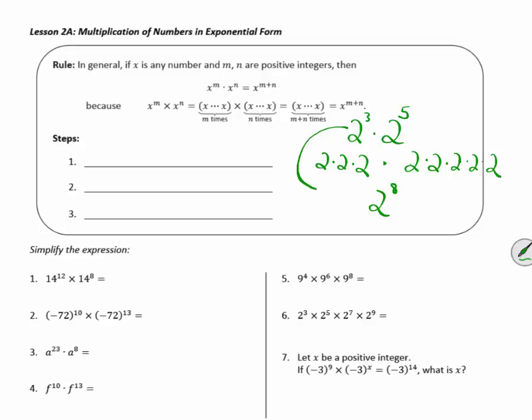So what I'm looking for is a shortcut way. What is my shortcut way of being able to go from here, the starting, to the ending without having to write that out? Well, that's where we're going to come in. So notice my base stayed the same. So my steps: keep the base. If the bases are not the same, it doesn't work. You can't do this. Next thing that we're going to do is add the exponents. And then we're just going to rewrite it as one problem.